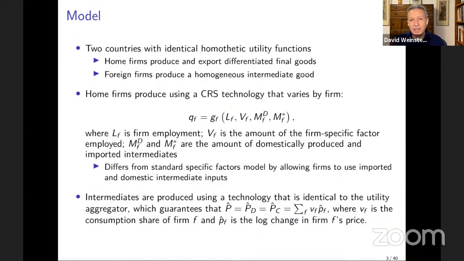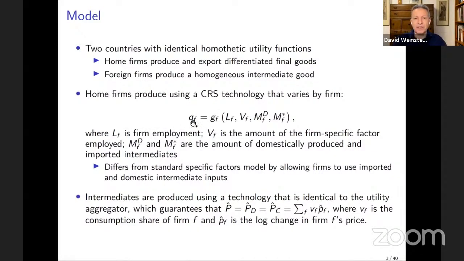Okay, so let me just give you a little bit of a sense of how the model works. We're going to be thinking about two countries with identical homothetic utility functions. Home firms are going to produce and export differentiated final goods, and foreign firms are going to produce and export a homogeneous intermediate good. Home firms are going to produce using a constant returns to scale technology that's going to vary by firm, given in the equation on this slide.